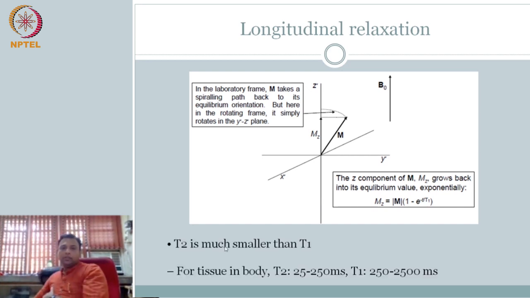Okay, so for all practical purposes, T2 is much smaller than T1. For tissues, typically these are the ranges. Tissue as in body tissues, right? T2 is in the order of tens of milliseconds to even some hundred, but T1 is hundreds of milliseconds. Okay, T2 star is much lower than T2. Okay, let's stop here.